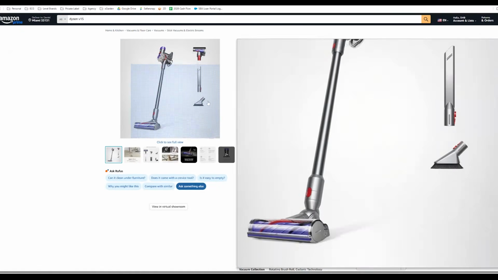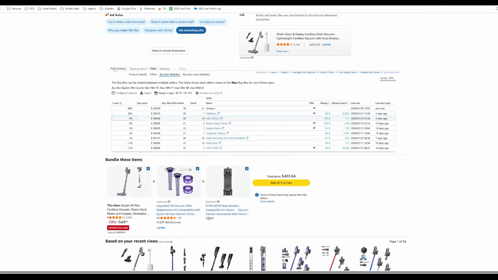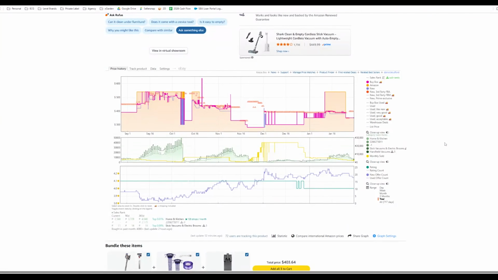So yeah, those are a bunch of different products, a bunch of different scenarios. Hopefully you guys learned a thing or two about how to use Keepa, and some of the different dynamics I'm looking at. And it's probably the most essential tool for making buying decisions.